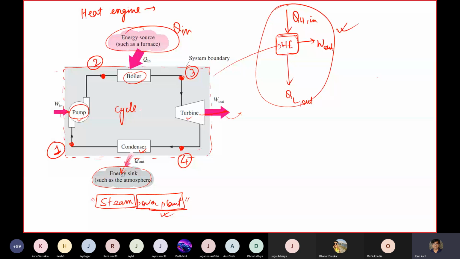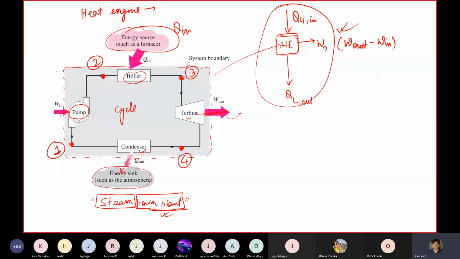Before W out we have the turbine and the pump also. So basically W out is nothing but W out of the turbine minus W in by the pump. Sorry, this is the net work that is being done by this heat engine, and this is the Q in and this is your Q out.